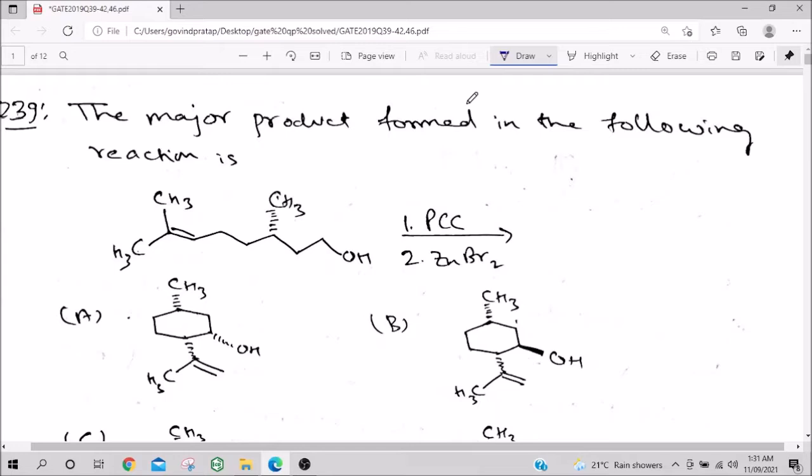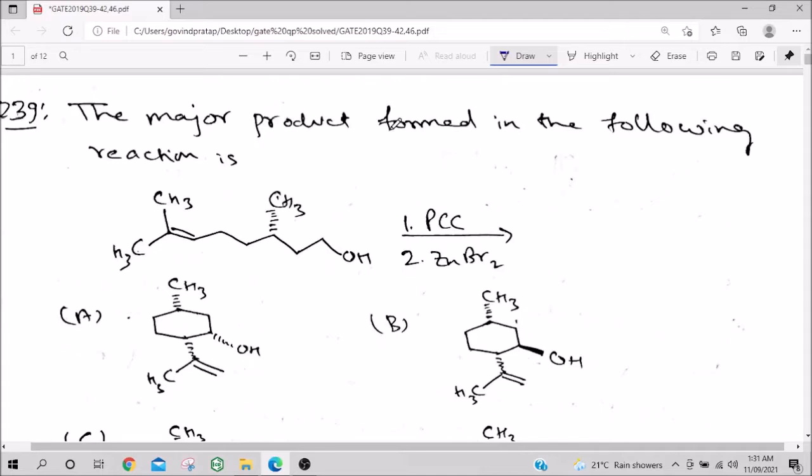So today I will be doing GATE 2019 question number 39, 40 and 46. These are organic chemistry, as I have been taking classes only for organic chemistry. As I said before, the idea is not to solve the question but to understand organic chemistry in toto, right? So let's start with question number 39.